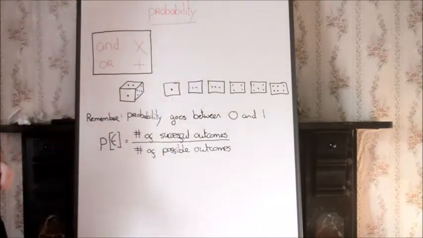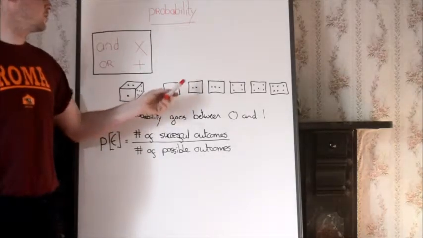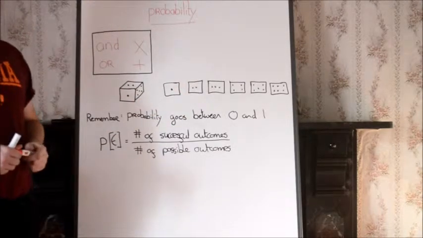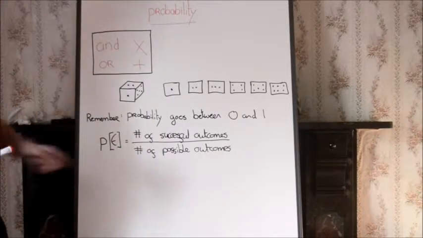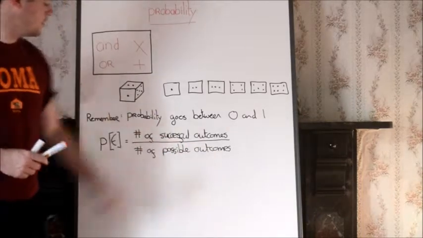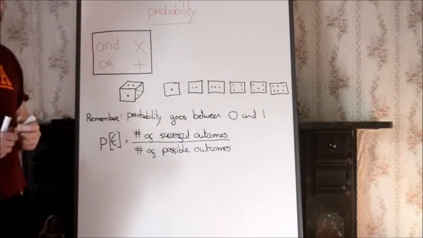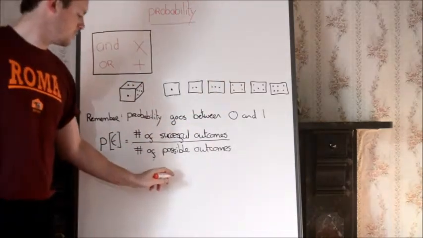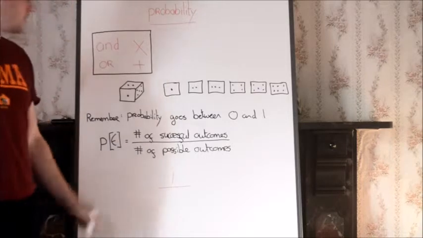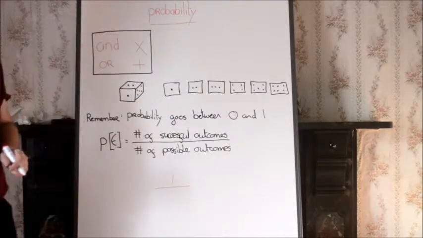So let's have a look. Let's say I have a die. And obviously on a die there's 6 sides, 1, 2, 3, 4, 5 and 6. Now what's the probability of me rolling a 6? Well, let's look down to our formula. There's one successful outcome and that's the 6. So how many 6s are on a die? 1. So I have one successful outcome, which is the 6 I want to roll.